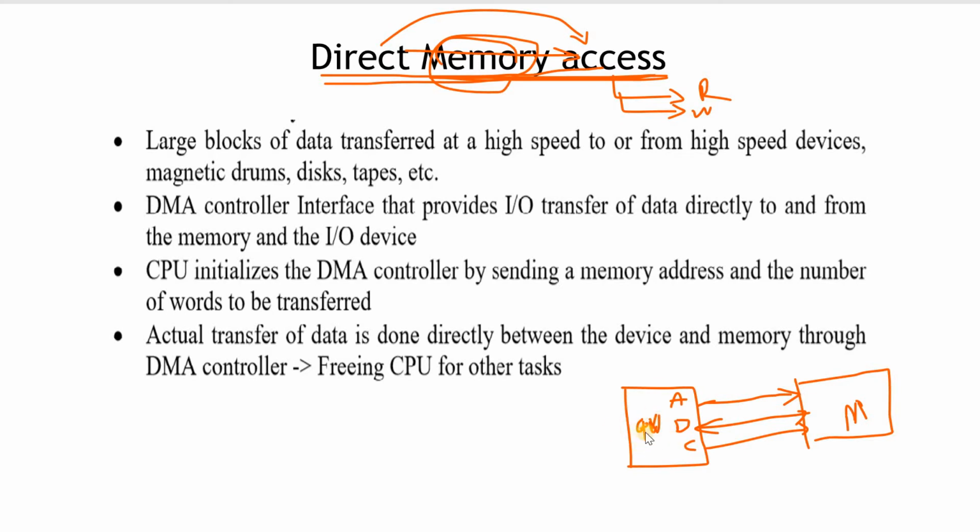Suppose the CPU generates some address through this address bus to select one location in the memory. After selection, with the help of this control line or control signals, we read the data from that location, and that location's data is placed onto the data bus. The data bus carries it like this, and it is transferred inside the CPU. Inside the CPU, the CPU will process the data.